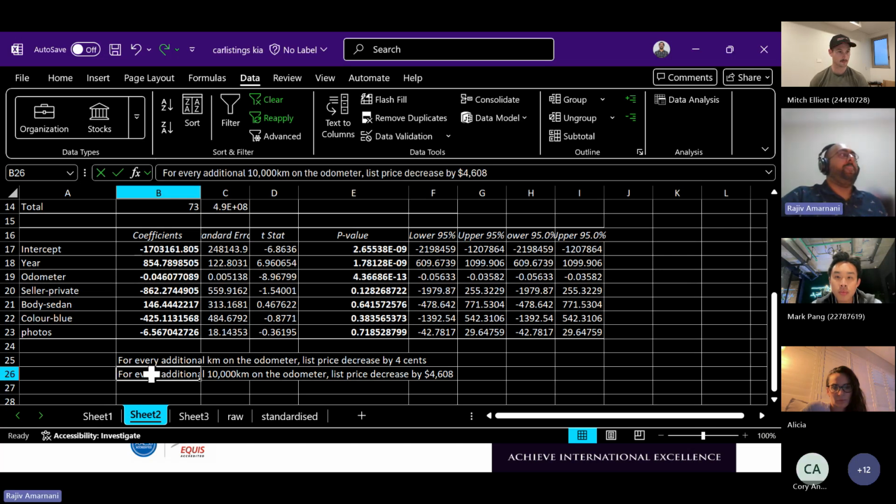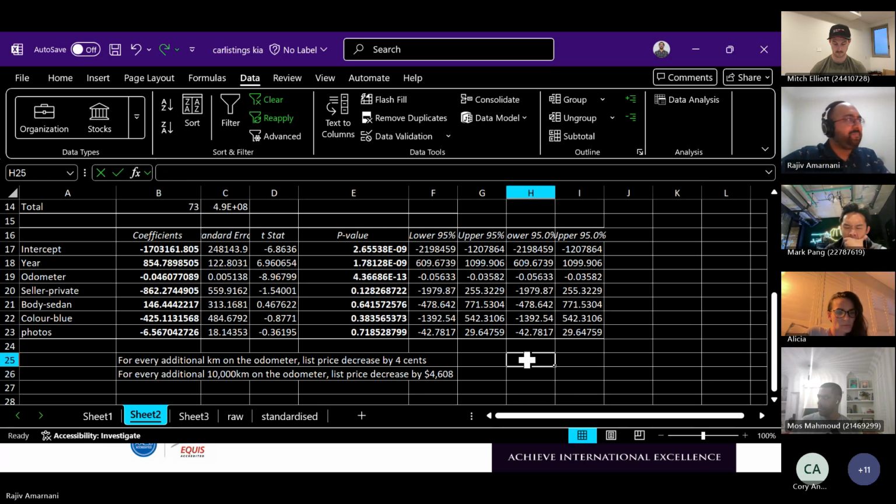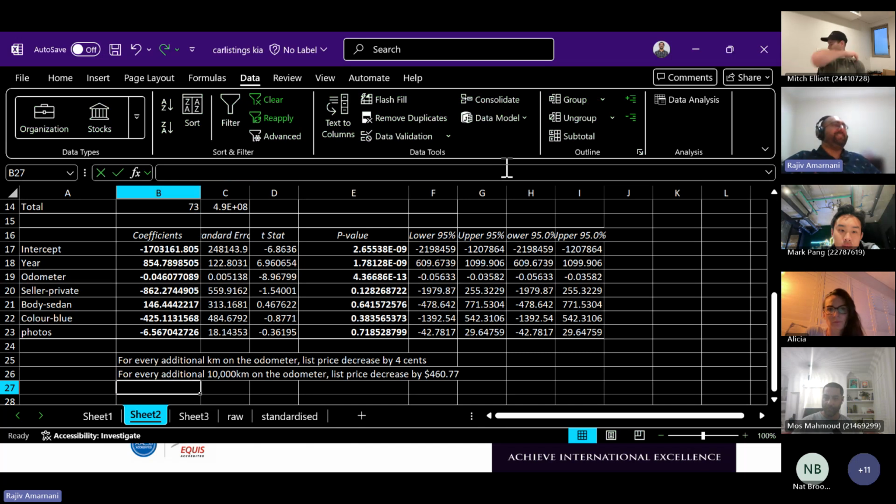The way I would recommend reporting this in a project is to put it in units of 10,000 kilometers rather than per kilometer, because 4 cents is a little too abstract. So maybe thinking in 10,000 kilometers is more concrete, easy to follow. So for every additional 10,000 km, list price decreases by this. Did I do my maths right? No, one less. Oh, that's it. 460. 460.77. Thank you.